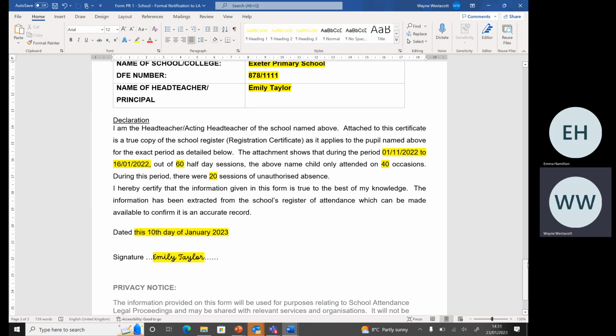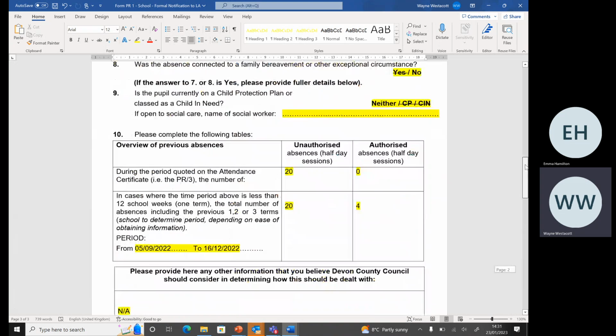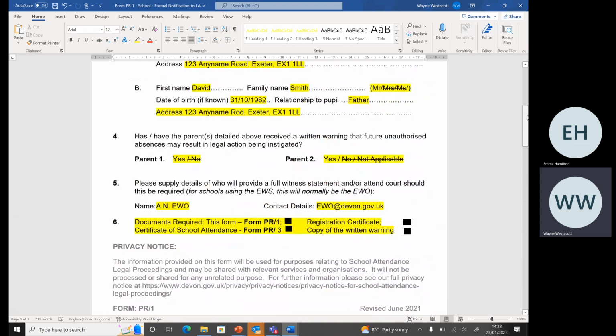Brilliant. So just to recap then, if we go back to that PR1, that tells us all the forms that we need to fill in and get sent back. And basically that's number 6 on the PR1. So if you've got those documents, basically that's what you need to make sure that you've got and you're sending off to Devon County Council, and then jobs are good.